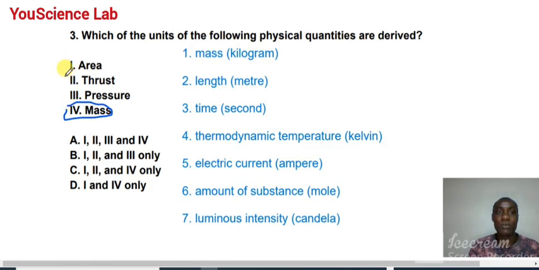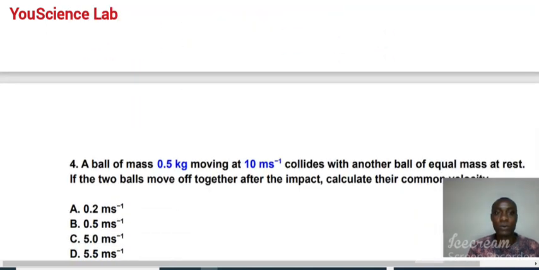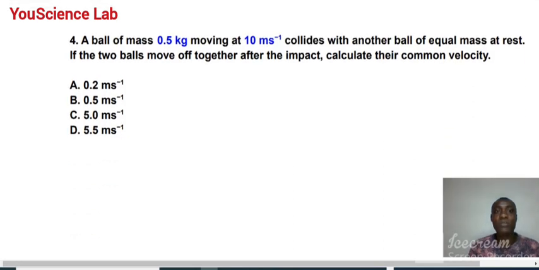So therefore 1, 2, and 3 are derived quantities. So the correct option is option B. So let's quickly move on to the next question. Question 4. A ball of mass 0.5 kilogram moving at 10 meters per second collides with another ball of equal mass at rest. If the two balls move off together after the impact, calculate their common velocity.